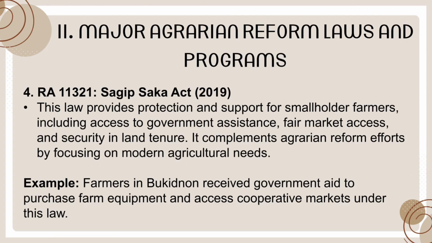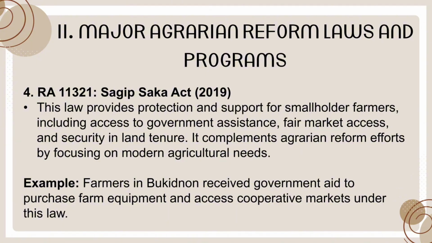Another is the Sagip-Saka Act, Republic Act number 11321. This law helps farmers by providing financial aid, improving market access, and also reducing middlemen. For example, farmers in Bukidnon received government aid to purchase farm equipment and access cooperative markets under this law.